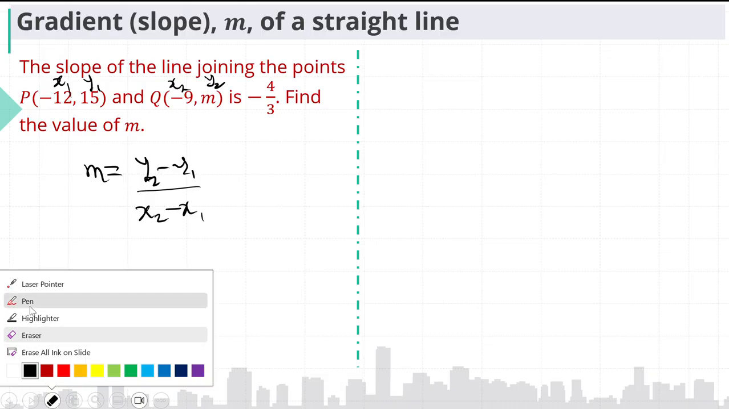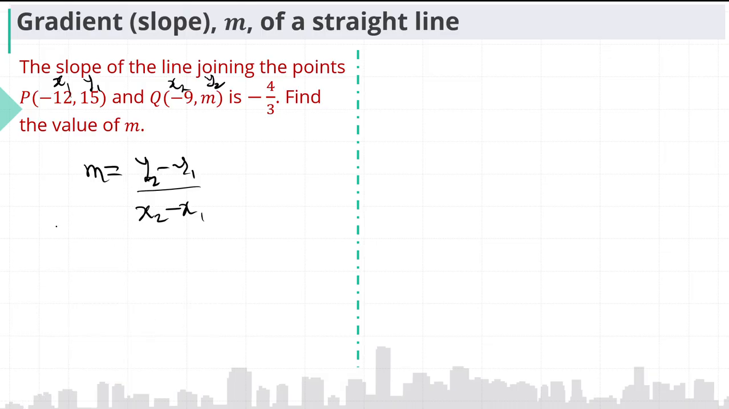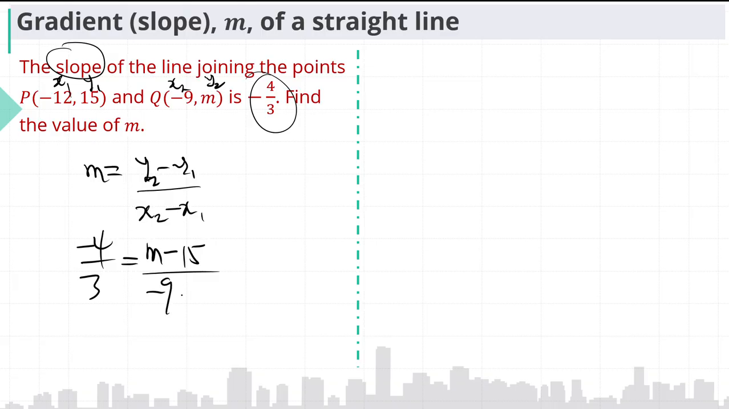Now the question says that the slope, another name for gradient, is minus 4 over 3. Now our y2 is m, minus y1 which is 15, divided by x2 which is minus 9, minus the x1 value, which is minus 12.